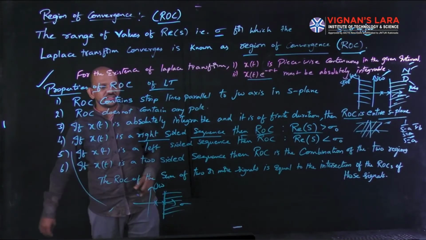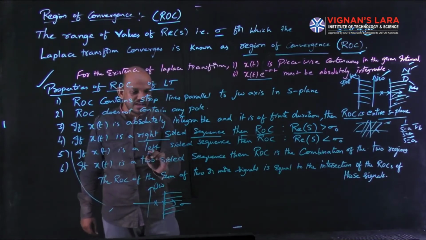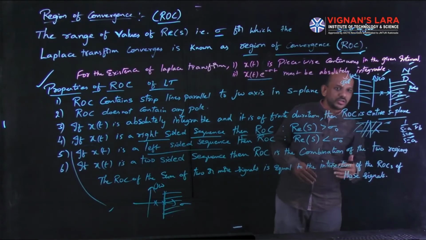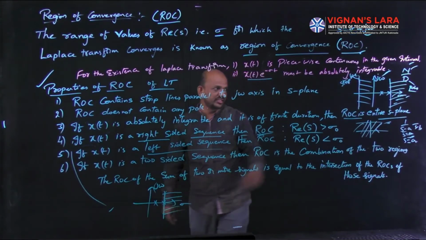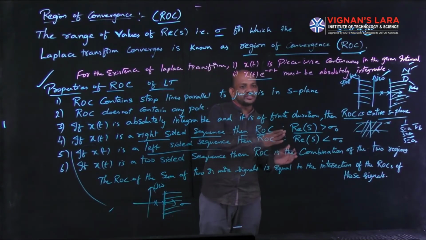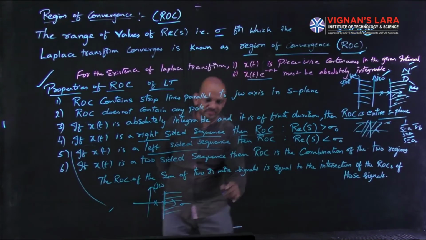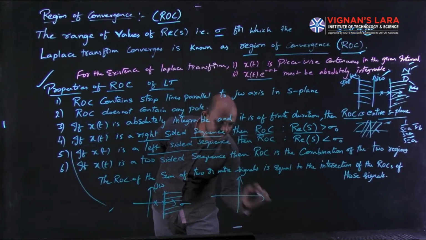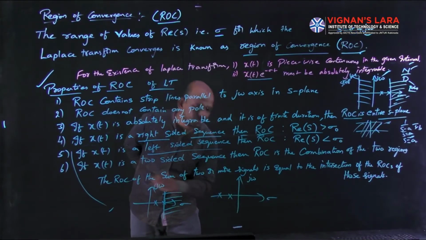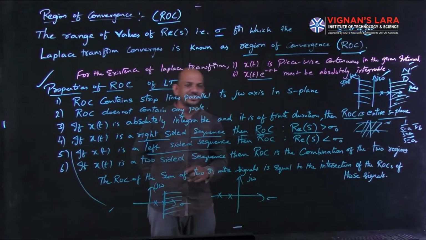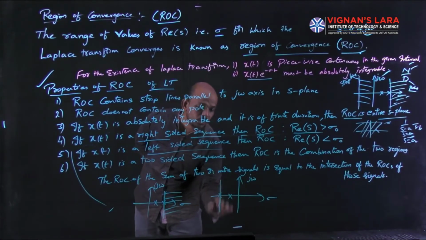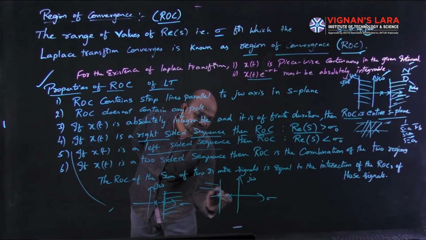Next, if x of t is a left-sided sequence, then the ROC is the real part of S less than sigma naught. That is, sigma is less than sigma naught. The sigma value is less than sigma naught. Okay, so the region of convergence is to the left side, simply. In the sigma j omega plane, here also, if you have 2 or 3 poles, then I have to consider the leftmost pole, and from that the region of convergence.